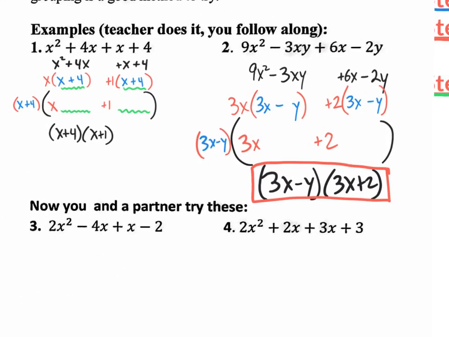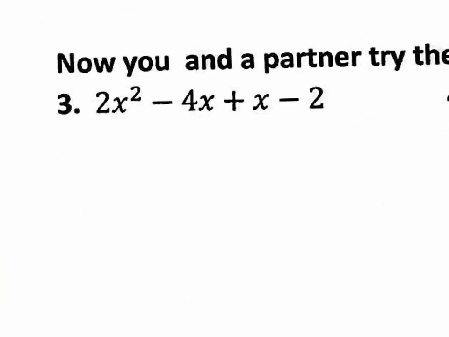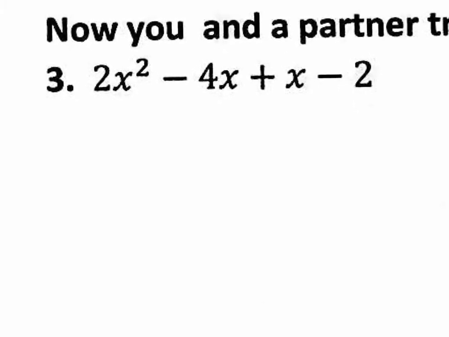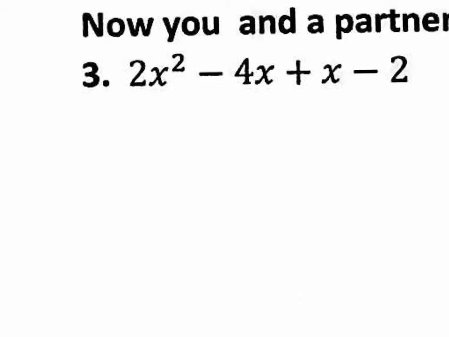Okay, so I've done those first two. I want you guys to try number 3 right now. Go for it. All right, guys, you should have step 1 separated into two groups. So you got 2x squared minus 4x, and then leave some space, positive x minus 2.